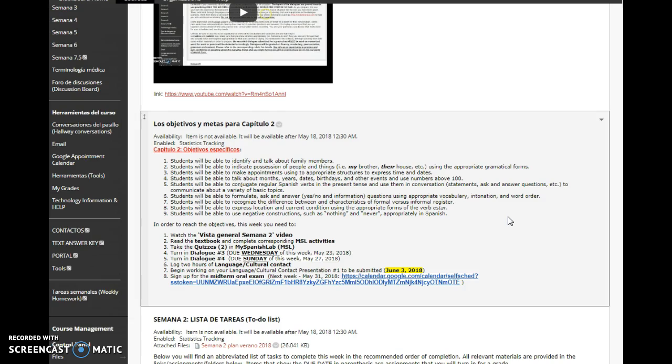Recognize some differences between characteristics of formal versus informal register. Express location and current condition using the appropriate forms of the verb estar, and be able to create some negative constructions using words such as nothing or never.